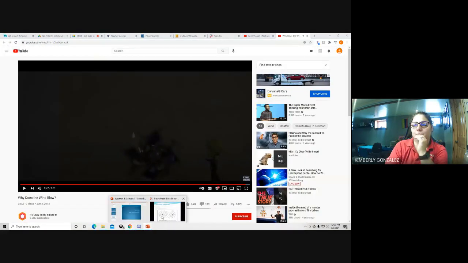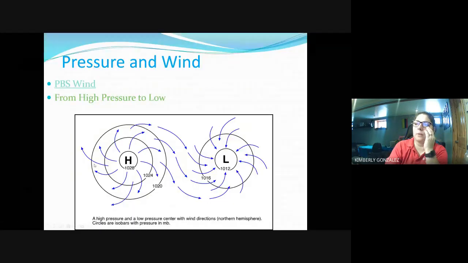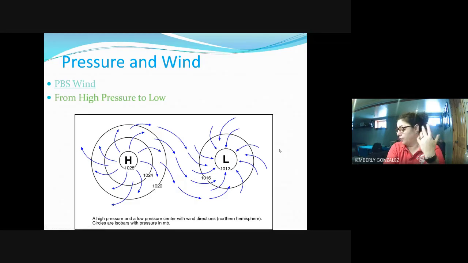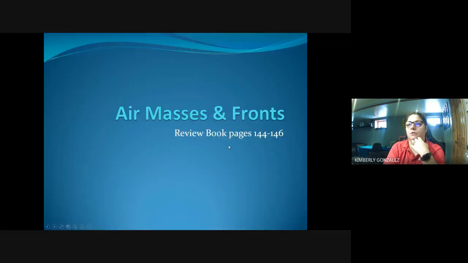All right, so like he was saying, it's always going to move from high pressure to low pressure. And because we are rotating at all times, you're going to create that Coriolis effect, which then gives us those rotating circles. Now, how exactly do they rotate?